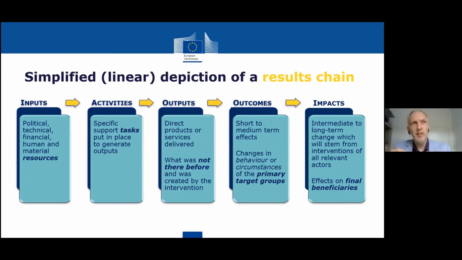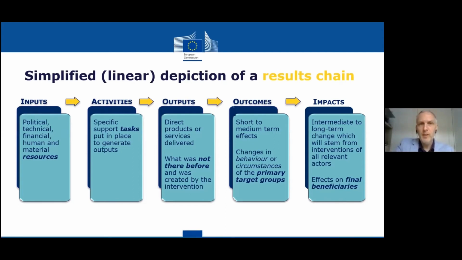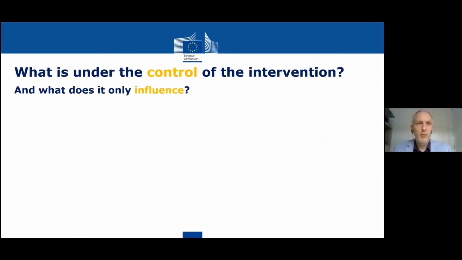And it is sometimes difficult to distinguish between them, but it's important because this builds our intervention logic. So the next couple of slides focus on how you can distinguish between outputs, outcomes, and impacts. So basically three questions you can ask. First question is, what part of this results chain is under the control of the ones responsible for the intervention?